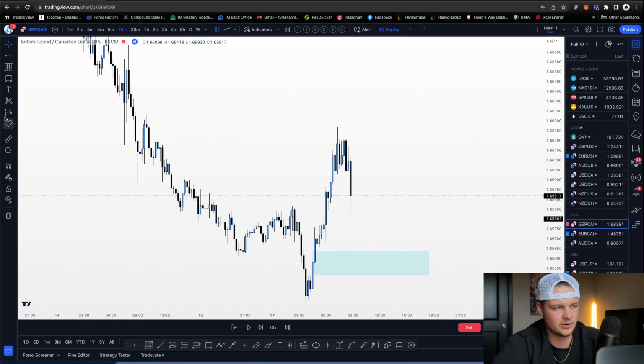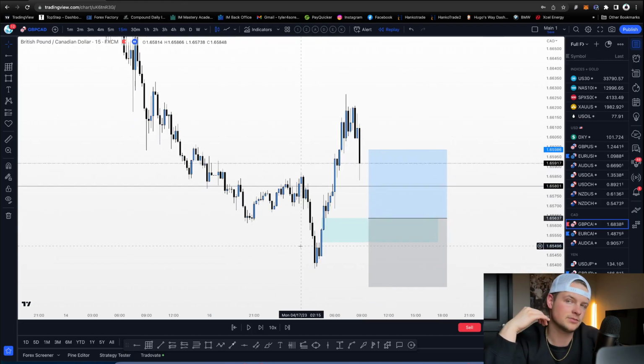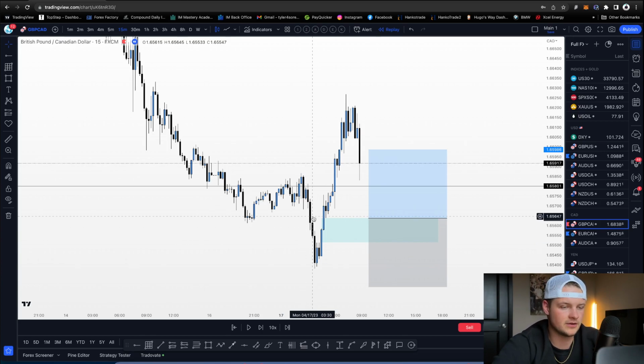So just to spare you guys some time, let's go ahead and draw this out. So here's what we see, though. We see the sweep of liquidity. So now we're anticipating a push to the upside. We had a sweep of sell-side liquidity. But we're only going to take a trade if we get confirmations that price is willing to do that.